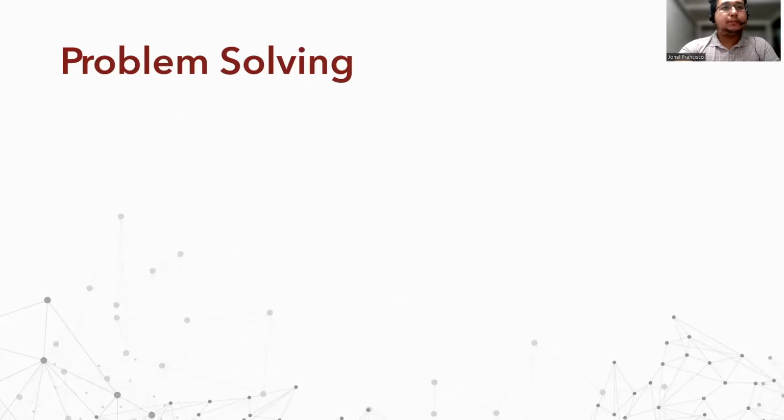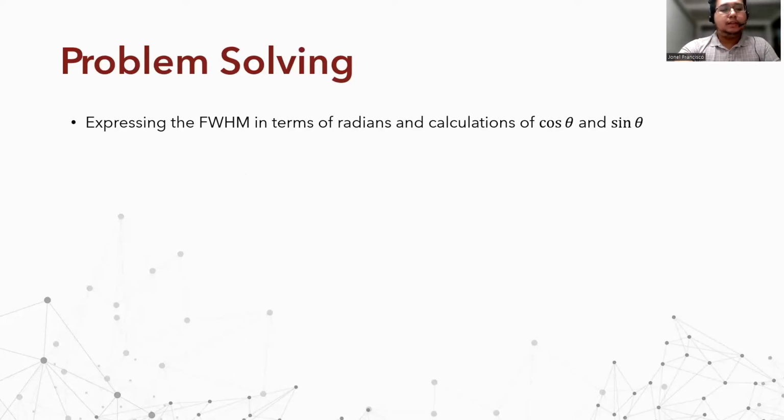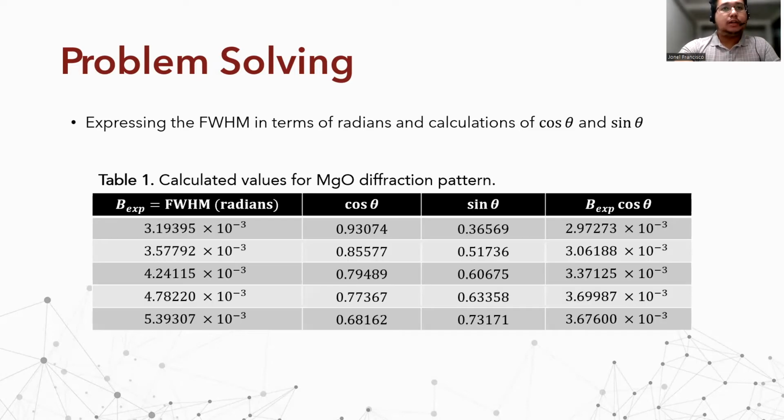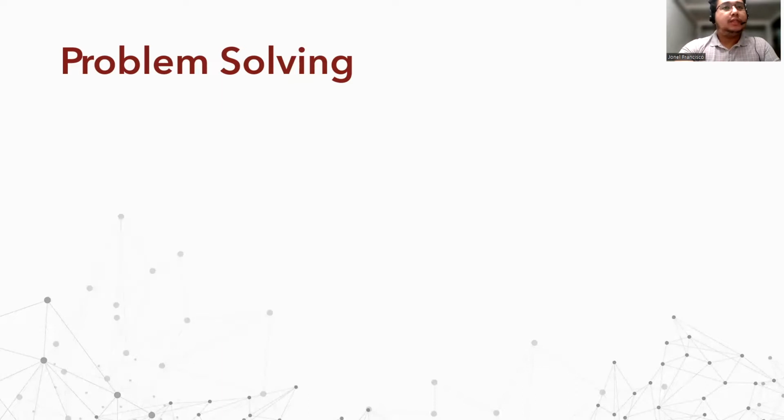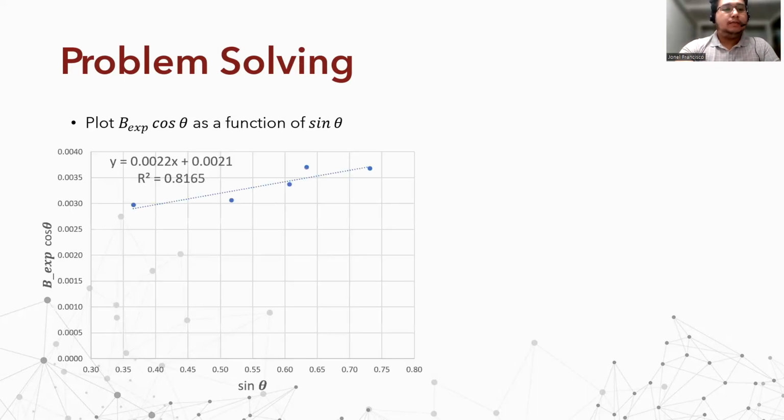First, let's express the full width at half maximum in terms of radians. The values are represented in Table 1. The cosine theta and sine theta were also calculated, and the product of B_exp and cosine theta was also calculated, since this will be plotted on the y-axis for the Williamson-Hall method. Using the Williamson-Hall method, a plot of B_exp cosine theta as a function of sine theta was obtained. This is represented in this figure.